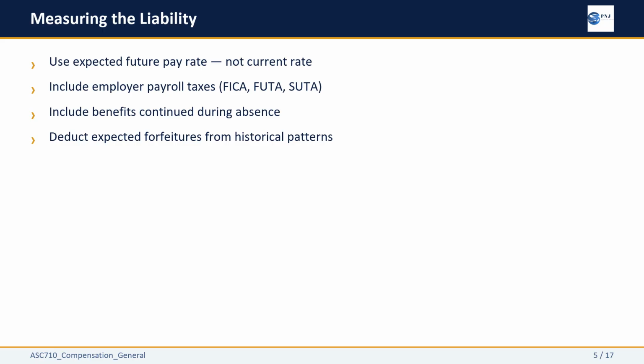Once you have determined an accrual is required, measure the liability at the amount you expect to pay when the time is actually taken, the expected future pay rate, not today's rate. Include employer payroll taxes and any benefits that continue during the absence. Then reduce for expected forfeitures based on actual historical patterns. These 4 components together give you the accurate liability balance.